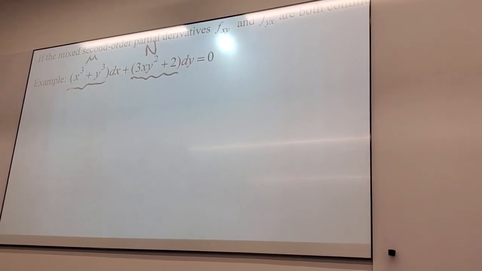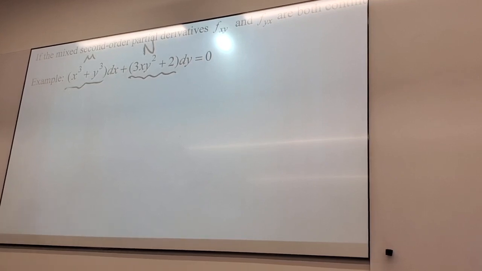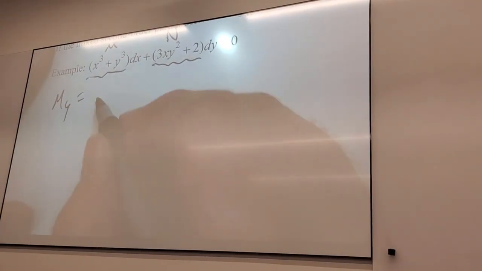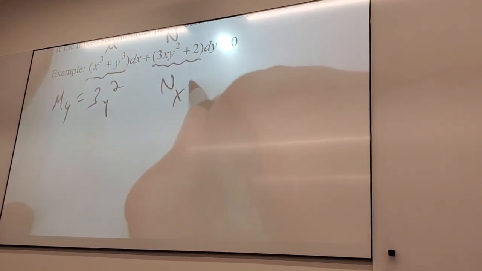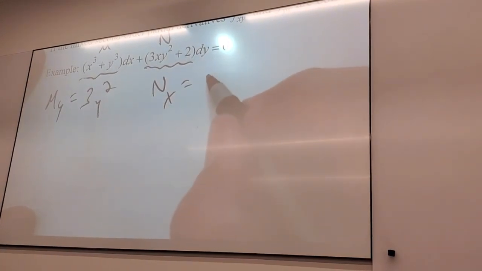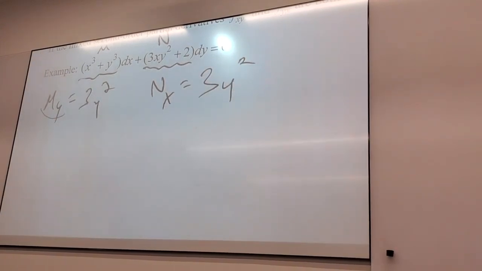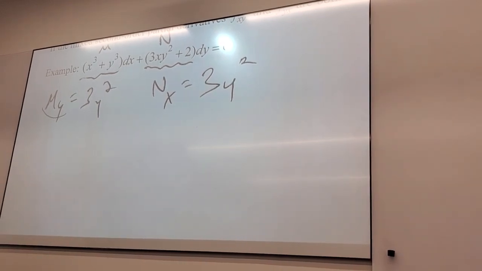Let me catch up to you. So here I'm going to check My. What's this guy's partial? 3y squared. And here I'm going to check Nx. 3y squared. So when I do My, that means y is the only true variable. I'm treating x as a constant. When I do Nx, same thing, just vice versa.